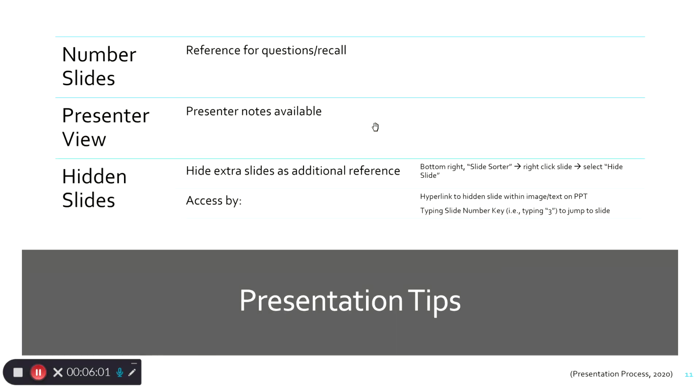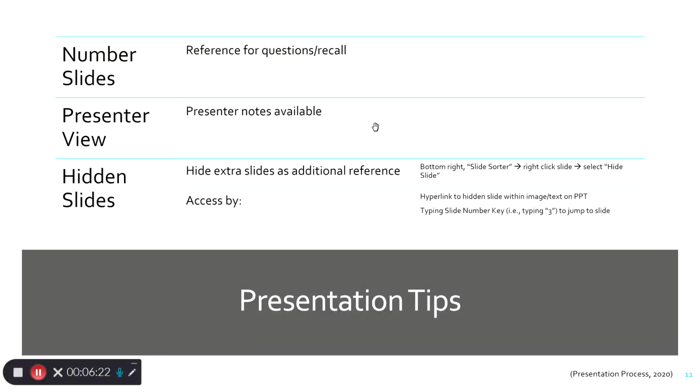Some other interesting tips are to number your slides. This makes it easier to refer to previous slides, especially with a lengthier PowerPoint, or if your audience has a question, they can reference the slide number that they had a question on. And again, it just helps make it a little bit easier for those kind of tricky spots in your presentation.